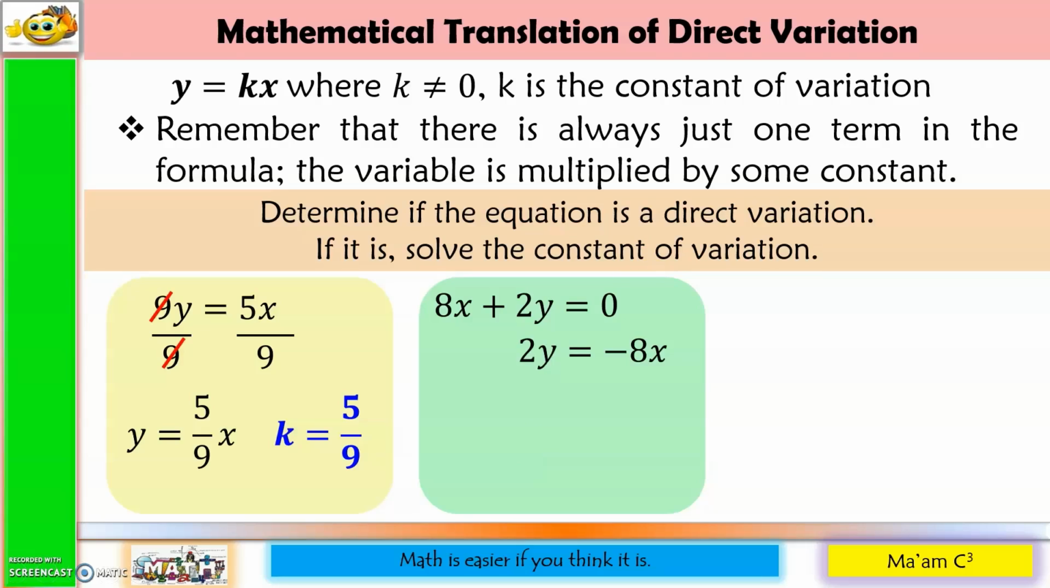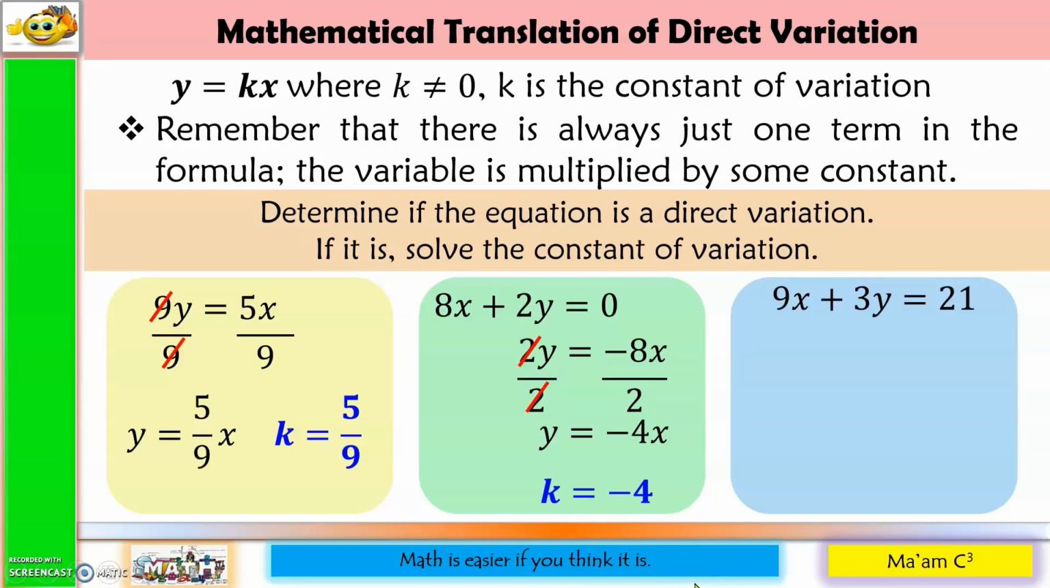Now let us divide both sides by 2. 2 and 2 will cancel out. Negative 8 divided by 2 is negative 4. So y is equal to negative 4x. Once again, I only have one term here, so this is a direct variation. For the constant of variation, that is the numerical coefficient of the variable x. So k is equal to negative 4.